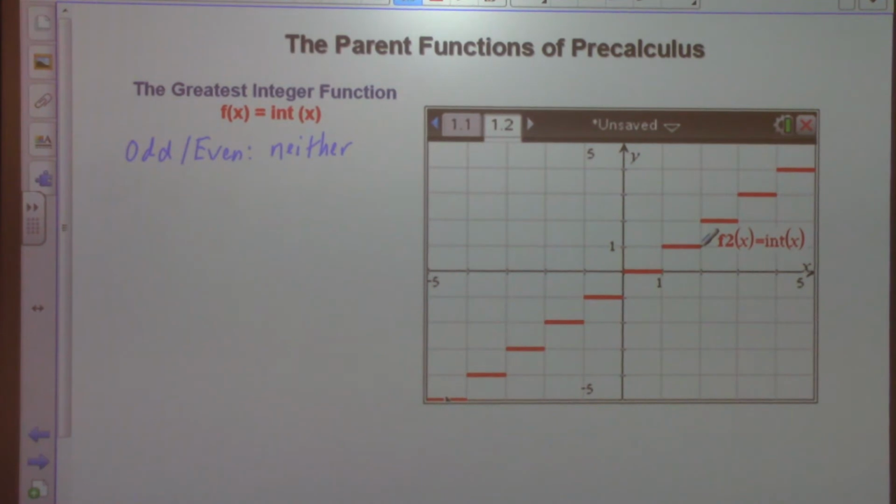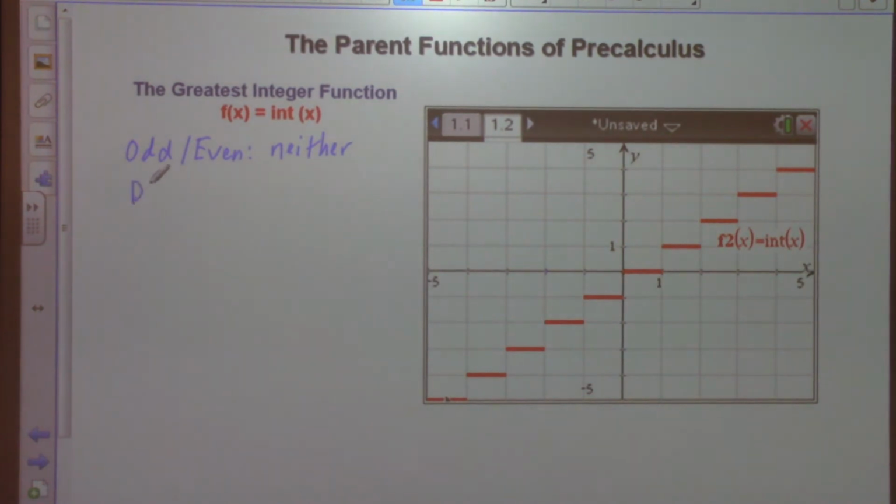if we take this point right here, it would be (2, 1). Well, if this were really an odd function, we would have (-2, -1). Do these points reflect perfectly? No, they don't. So it kind of looks like an odd symmetry, but not exactly. It's kind of strange like that.